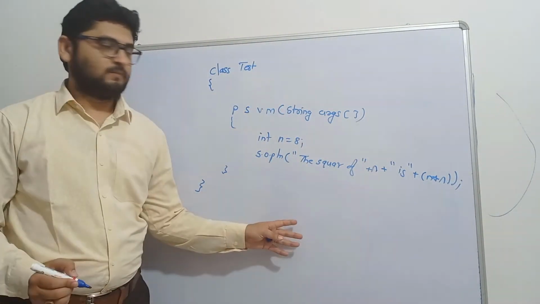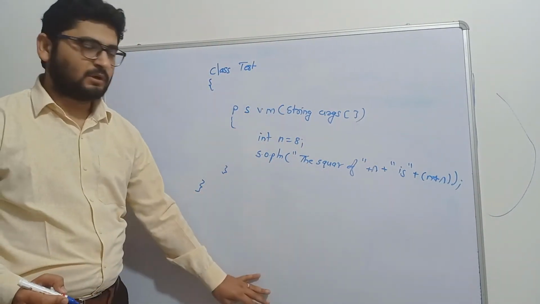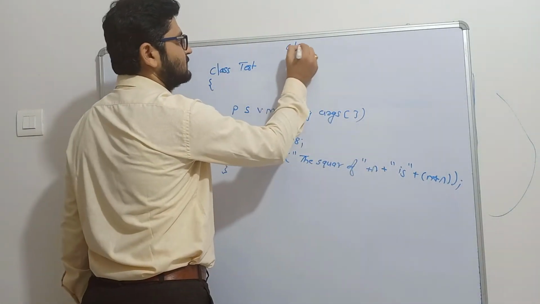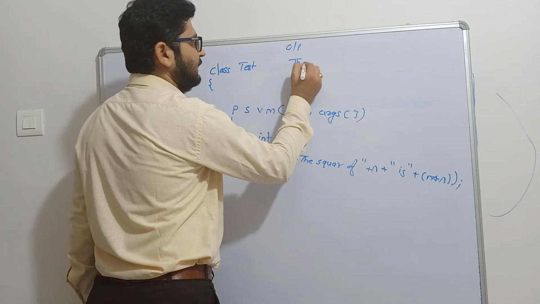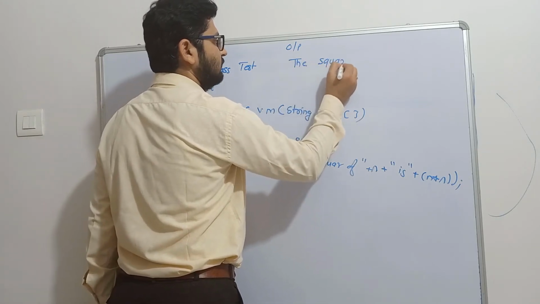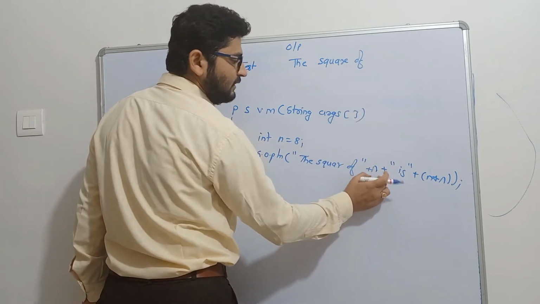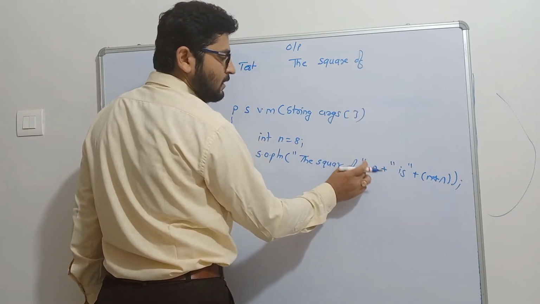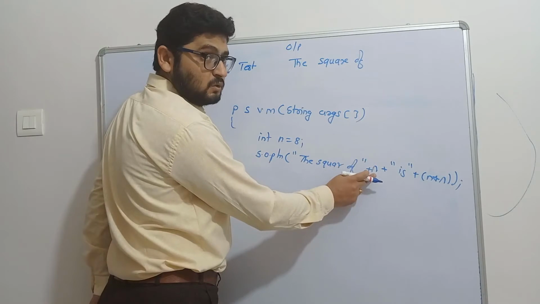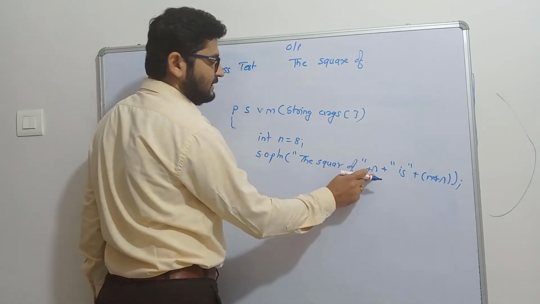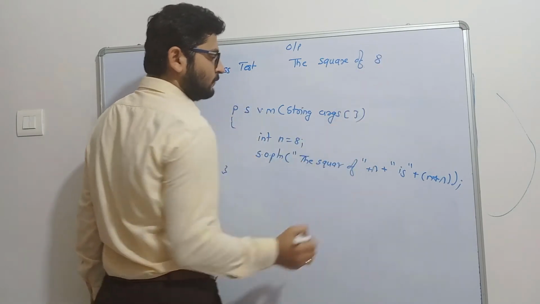So that is my program. So what will be the output of this program? The output will be the square of 8. The value of n will be printed, because it is not written in double quotes, so it is considered a variable and its value will be printed. The value of n here is 8, so it will print 8.